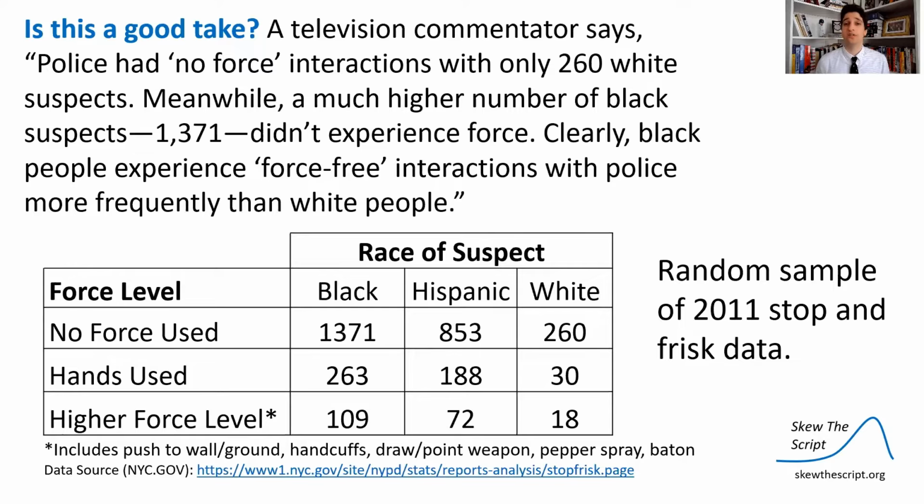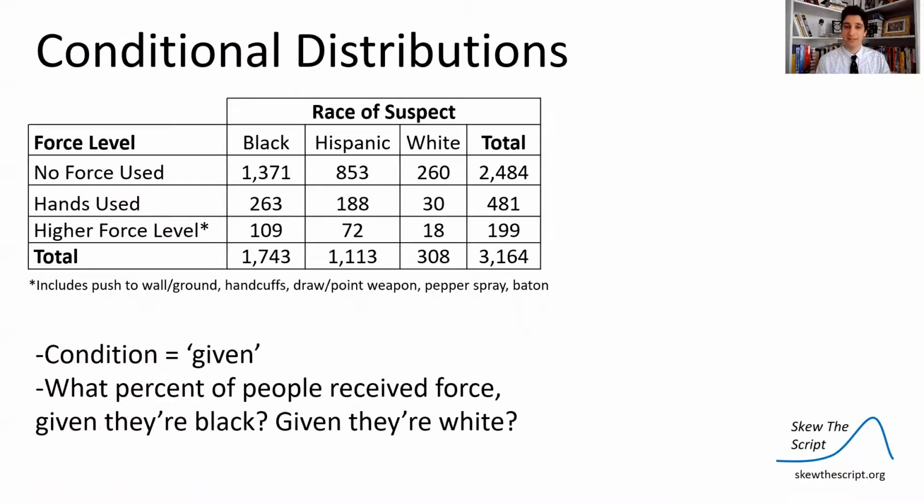And last time we looked at a mock claim from a television commentator who said, police had no force interactions with only 260 white suspects. Meanwhile, a much higher number of black suspects, 1,371, didn't experience force at all. Clearly, black people experience force-free interactions with police more frequently than white people. And we asked, is this a good take?